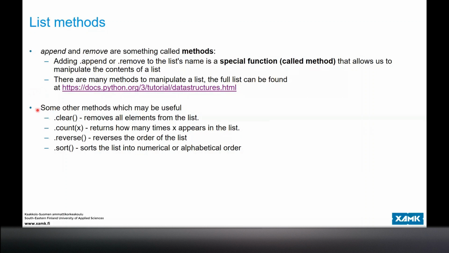Some of these other methods may be useful though. So there are 4 that I have listed here. There's clear, which removes all elements from a list. There is count, that counts how many times one element appears on a list. Reverse reverses the order of the list. And sort sorts the list into numerical or alphabetical order.